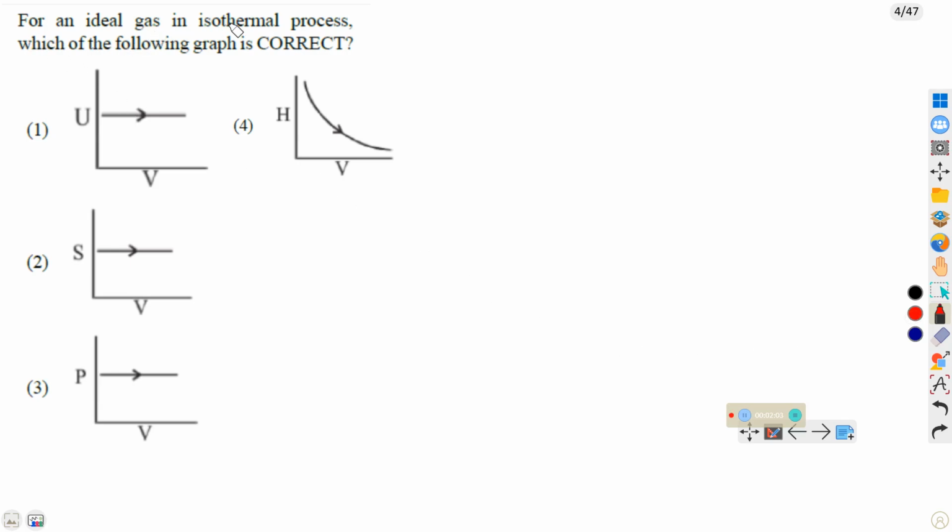For an ideal gas in an isothermal process, the temperature remains constant. Change in temperature is equal to 0, and the change in internal energy is also equal to 0. That means the internal energy is constant. Based on that, the first option is correct.